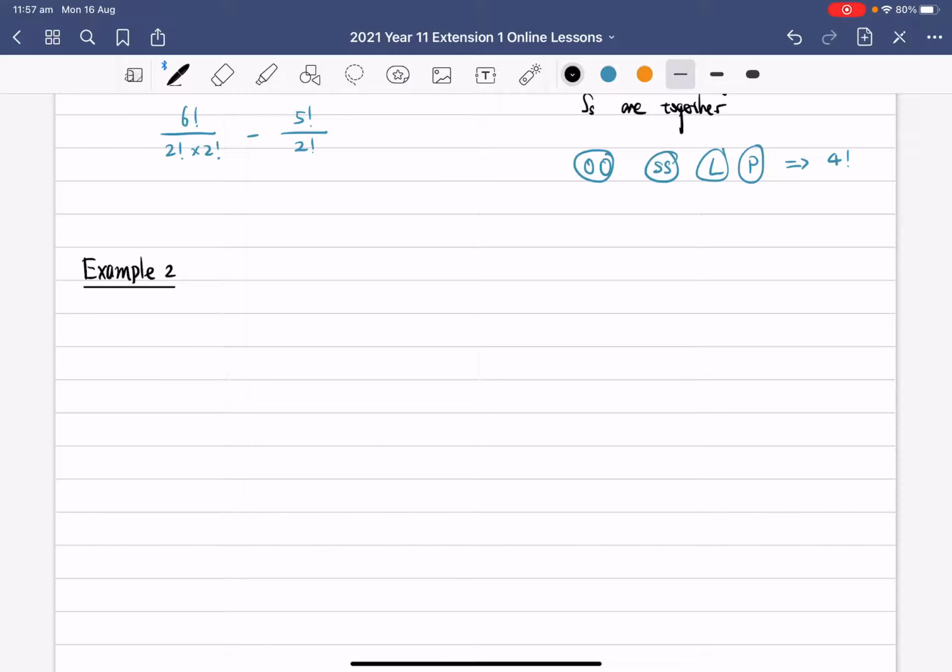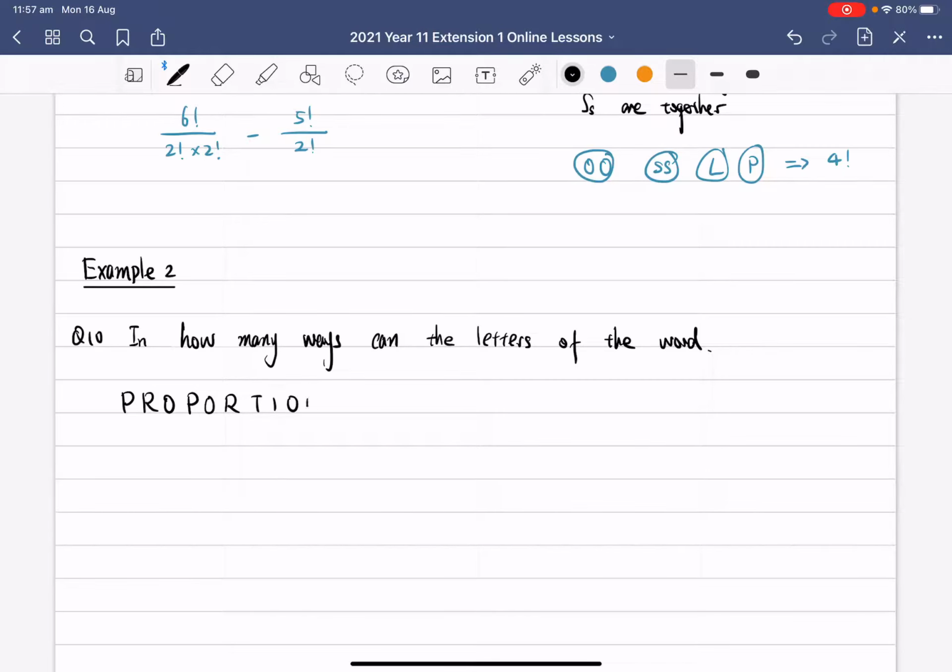Have a look at this question, which is question 10. Question 10 asks: in how many ways can the letters of the word, I'll just write the word here, proportionality, it's a pretty long word, be arranged so that the vowels and the consonants occupy the same places.